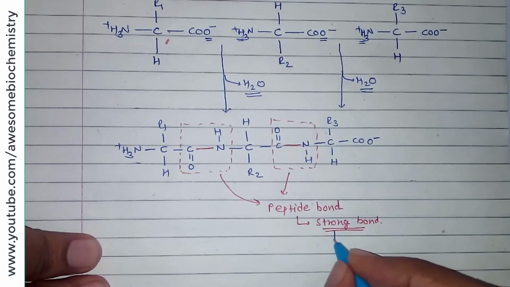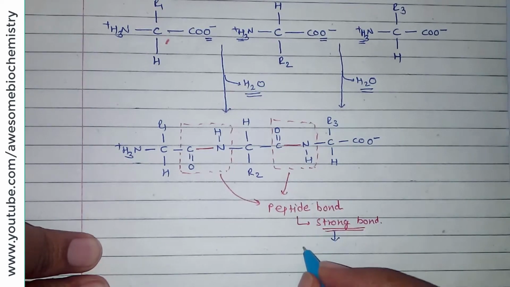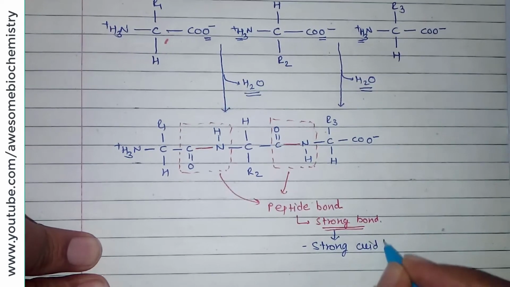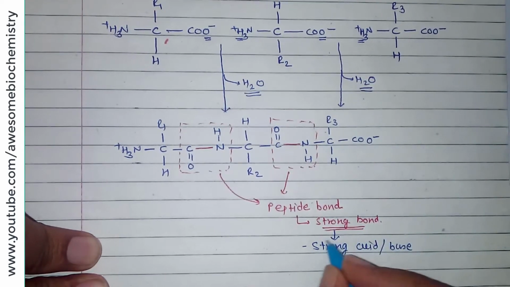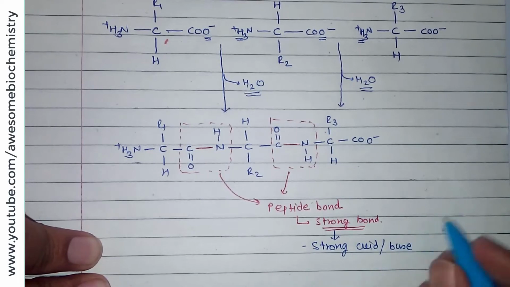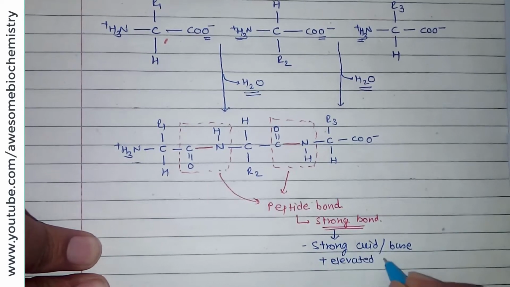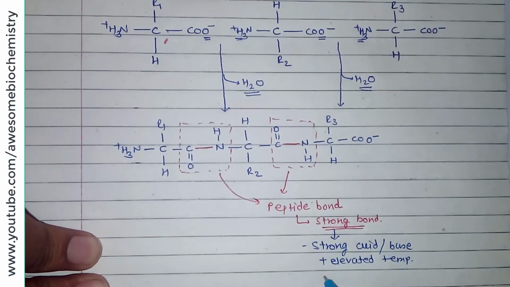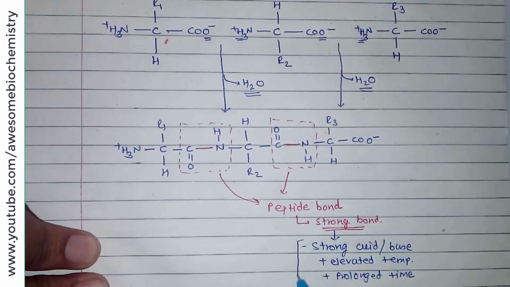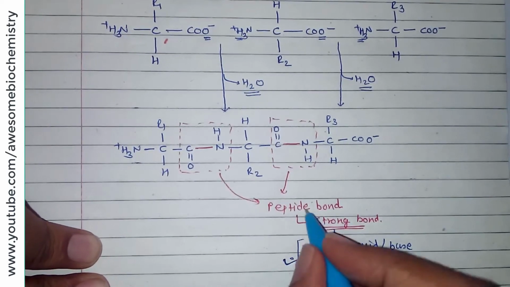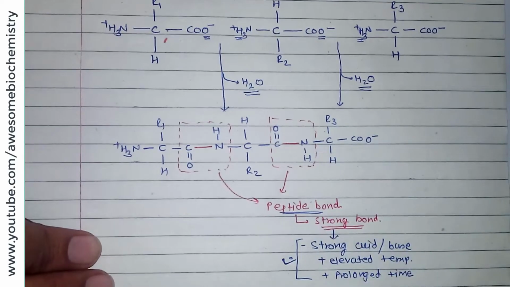Okay. So, to hydrolyze this strong bond, we have to use strong acid or base. Not only will strong acid or base be sufficient, but we have to use it at an elevated temperature, and this condition should be provided for a prolonged time. So, this much harsh condition is required to break down this peptide bond. Okay. Why? Because it is a very strong bond.